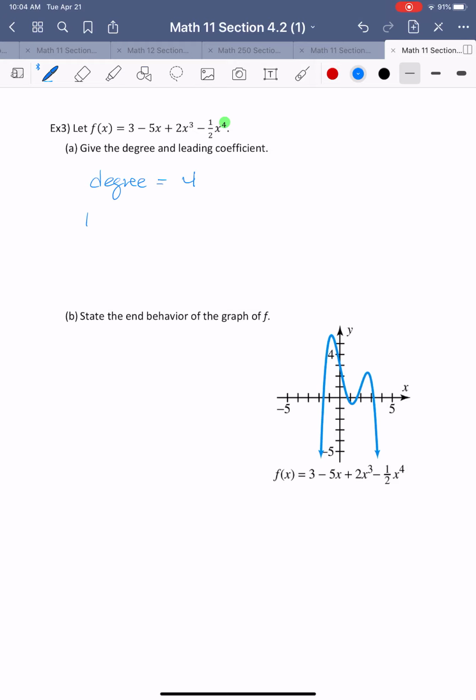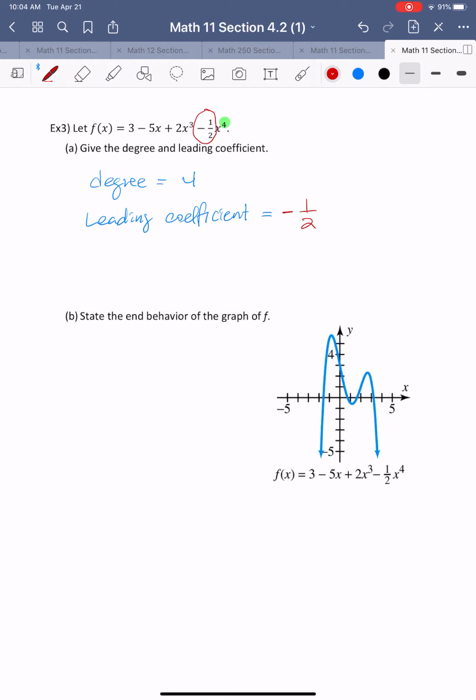And also the leading coefficient always comes with the leading term, which is the degree of 4. So the leading coefficient is this whole thing. You have to put the negative with it and a half. And then also state the end behavior of the graph.